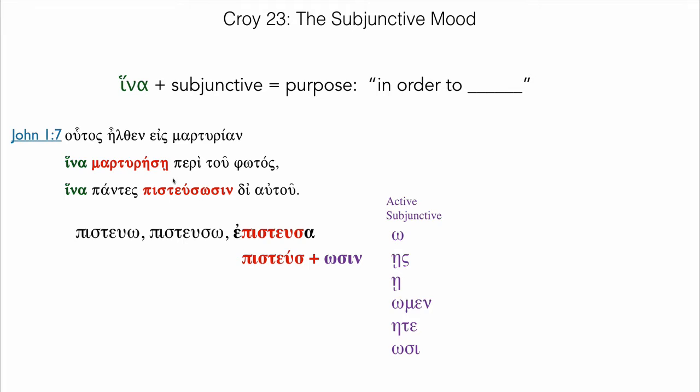Notice that in both cases, hina is followed by an aorist tense, even though the notion inherent in purpose is something future: in order that they will believe, they should believe. But when the aorist loses its temporal augment, it loses its temporal sense, the sense of time. So the aorist doesn't point to past time in the subjunctive mood.